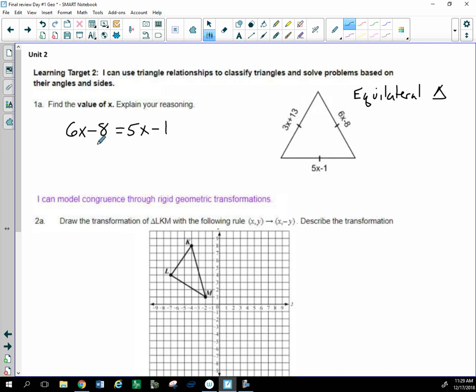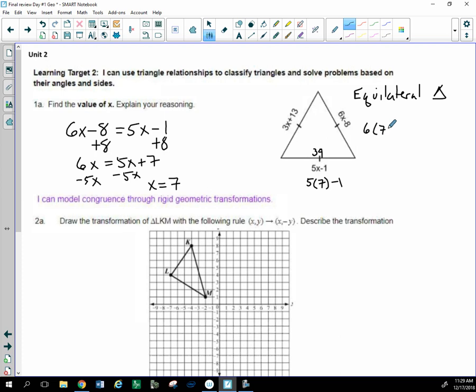Anywho, I'm going to add 8 across the equal side. That gets me 6x equals 5x plus 7. And if I subtract 5x, then my x comes out to be 7. And so if that is my value of x, I could go and check and make sure that this would work. This side would be 5 times 7 minus 1, which is 35 minus 1, which gives me 34 in there. So we should get 34s for all of these.